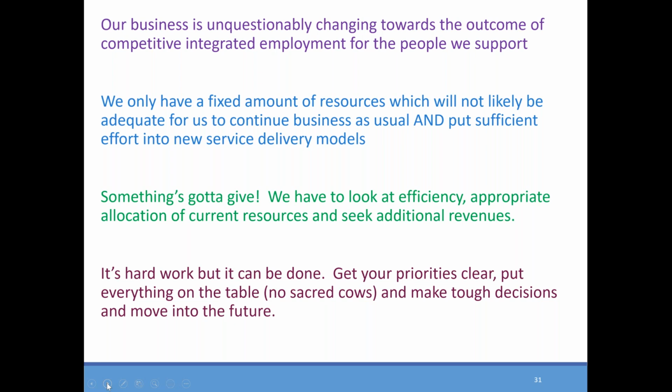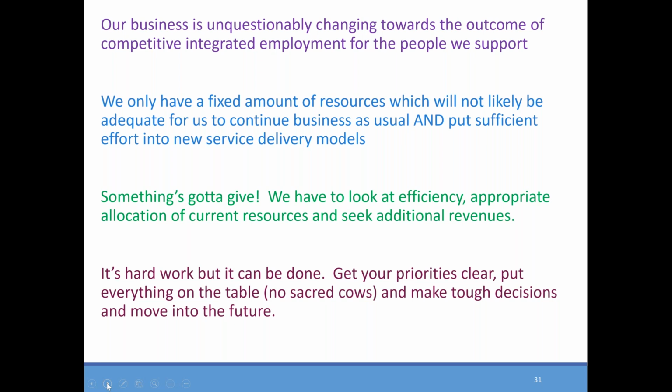But this is why, when Tom and I talk to you about the difficulty of transformation, we can't be emphatic enough. Transformation means not just doodling around the edges. It's pulling the guts out of your organization and restructuring it so that it can serve people in the way they want to be served in the future. And that's in integrated work, that's in meaningful activities in the community.